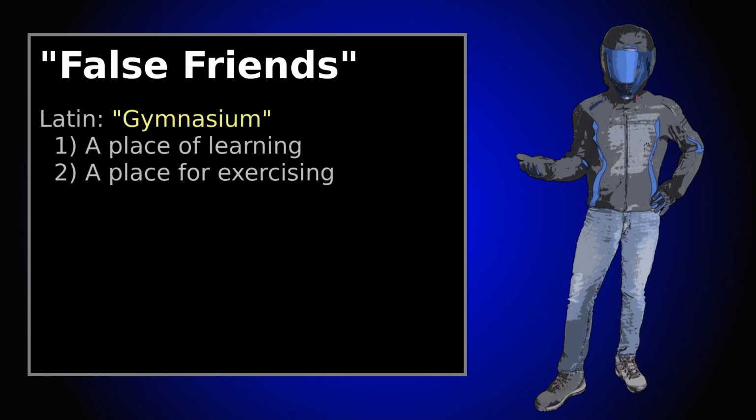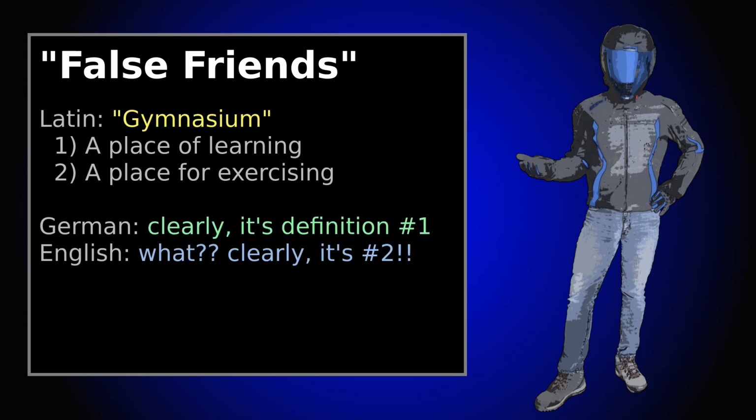As an example, let's look at the word gymnasium, which exists in both English and German. This word comes from Old Latin, where it could either mean a place of learning or a place for exercising. Over time, the German language kept only the former definition and dropped the latter, whereas in English it was the other way around, leading to a bit of confusion across the two languages. But once you've seen the word used in context a few times in each language, your brain sort of adjusts to this, and it's really not that big of a deal.